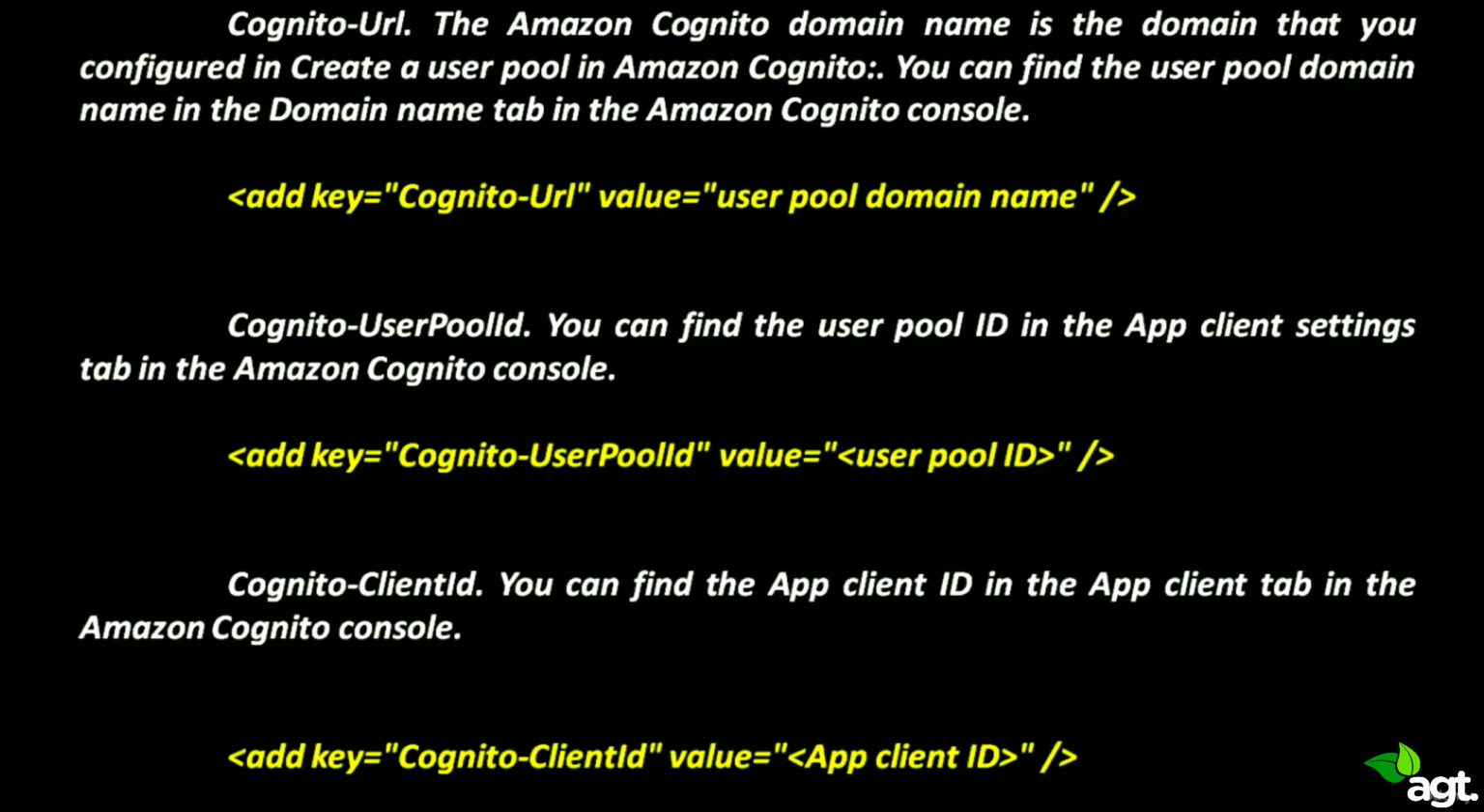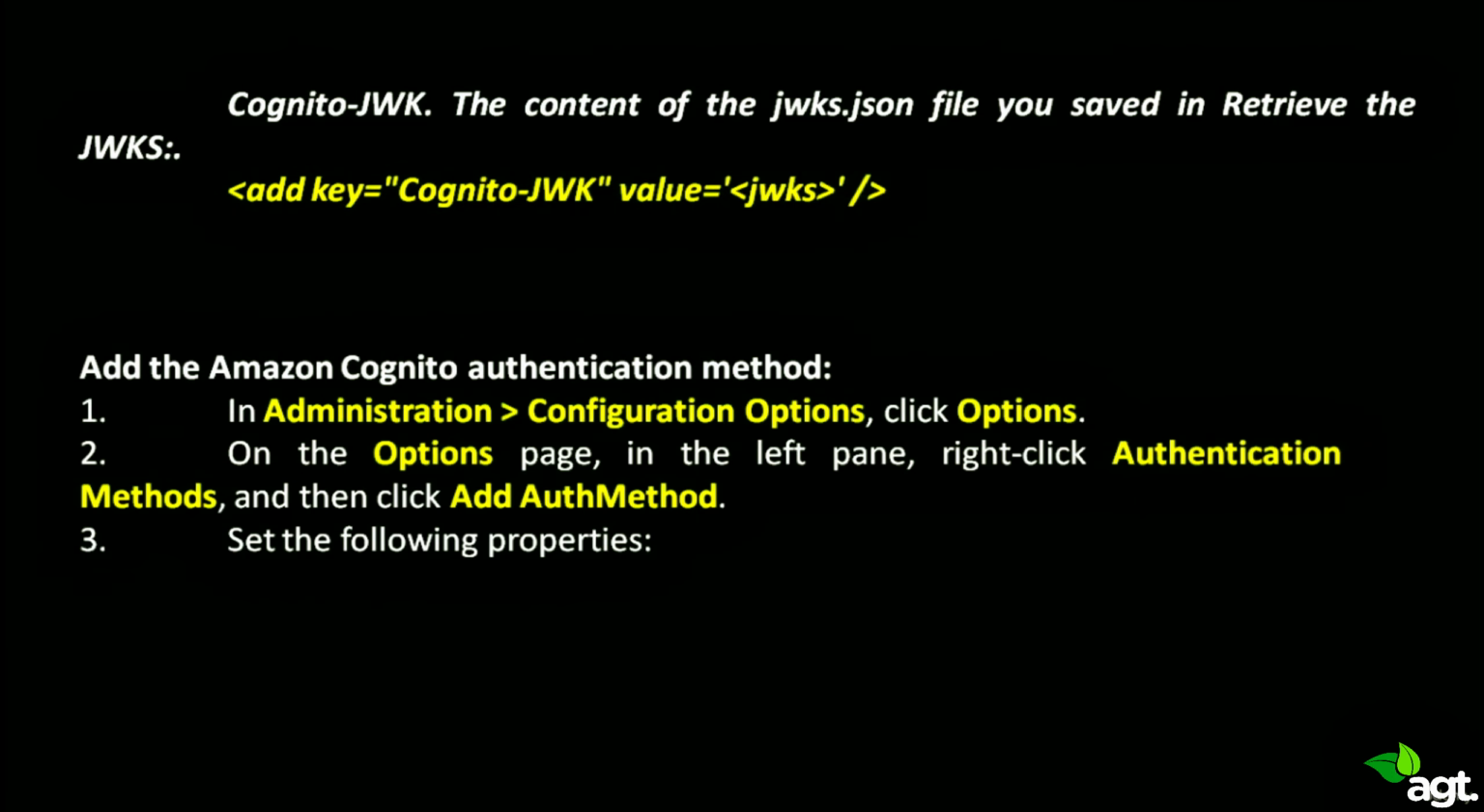And the Cognito user pool ID will be next. You can find the user pool ID in the app client settings tab in the Amazon Cognito console. The code will be: add key equal to "CognitoUserPoolID" and the value will be the user pool ID. And the Cognito client ID is next. You can find the application client ID in the application client tab in the Amazon Cognito console. So add key equal to "CognitoClientID" and value equal to the application client ID.